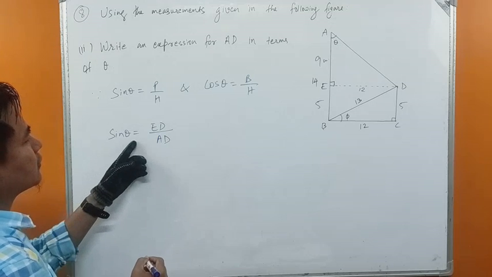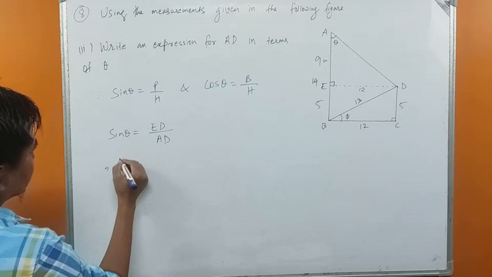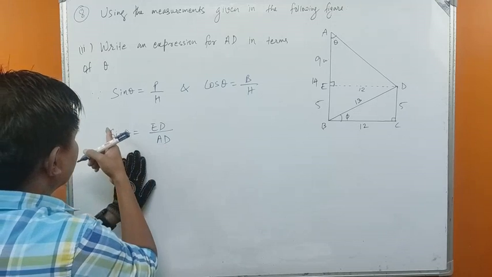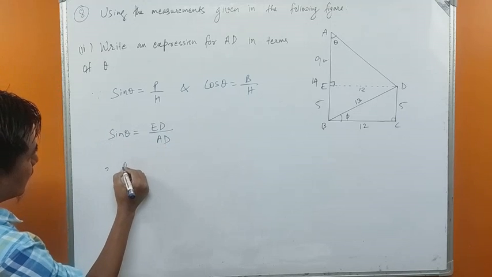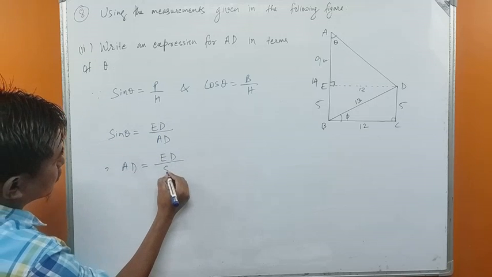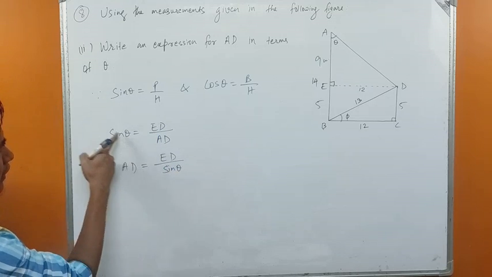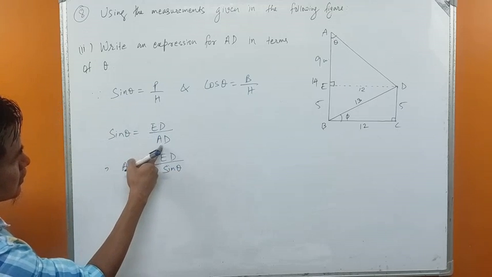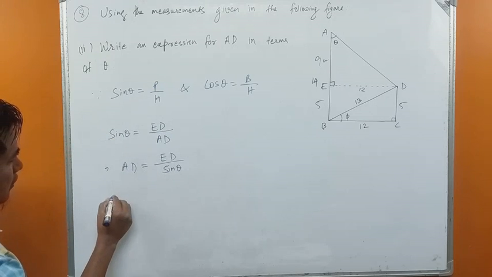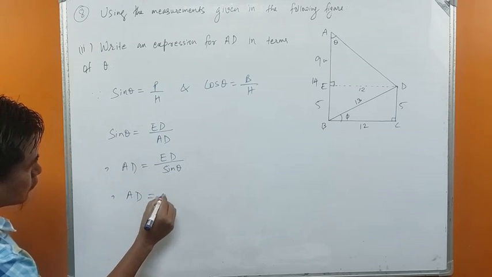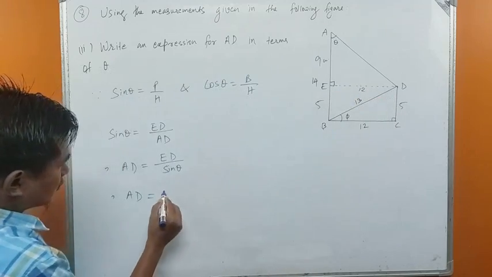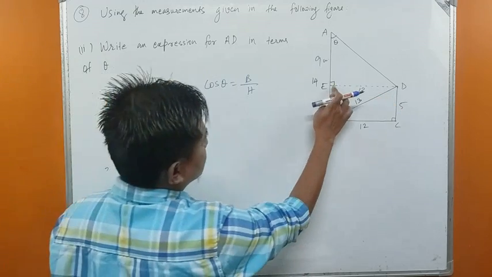AD. So sine theta equals ED upon AD. Let me bring this AD to the numerator and take the sine theta to the denominator, okay? AD equals ED upon sine theta, by cross multiplication. What is ED? ED is 12. So I write 12.